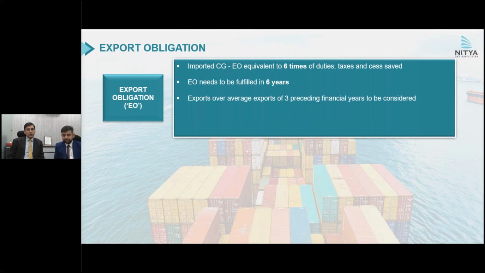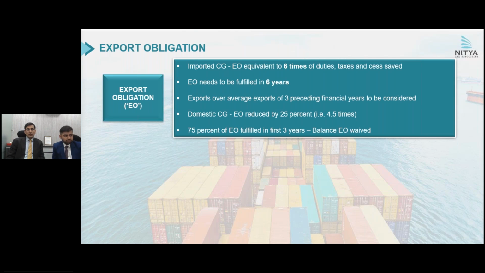The exporter needs to ensure that the export obligation is fulfilled over and above the 3-year average exports. So for example, if in the last 3 years the average export is 100, the export obligation will be considered over and above 100. In case of domestic capital goods procurement, the EO is reduced by 25%. So in case of import, the EO is 6 times. In case of domestic capital goods procurement, the EO is 4.5 times of the duty saved.